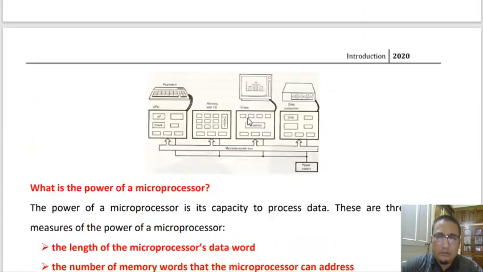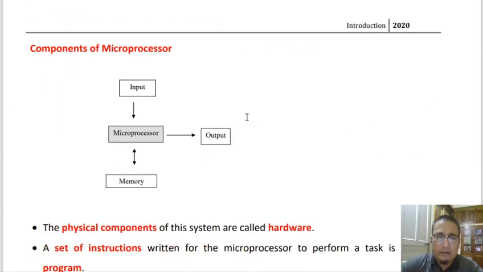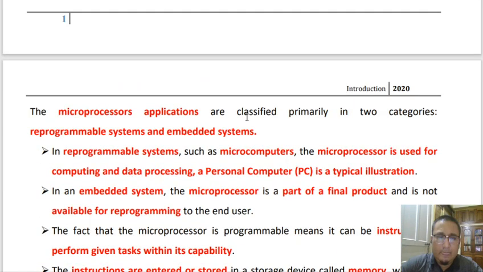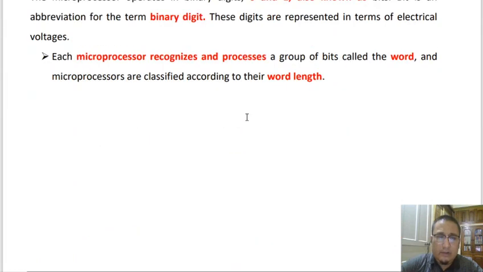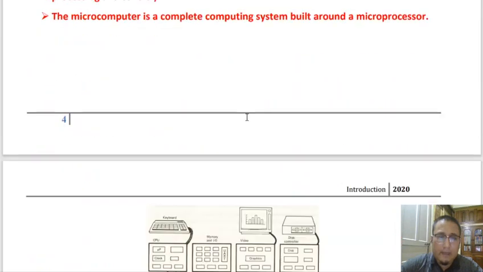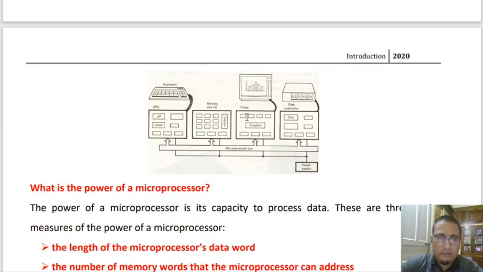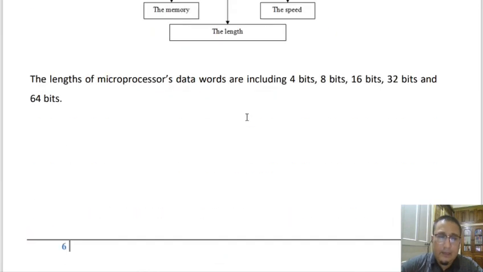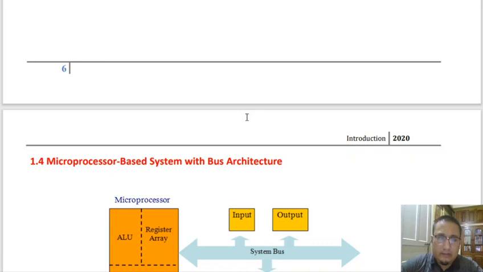So in today's class, we have learned in brief about the components of a microprocessor. We have learned about different types of microprocessor applications. We have learned about the microprocessor and its relation with the microcomputer. We have learned about the various measures that govern the capability or power of the microprocessor. We have learned about the microprocessor-based system and the allied bus architecture. In the next class, we are going to start with the 8085 microprocessor, where we will be discussing the 8085 architecture.